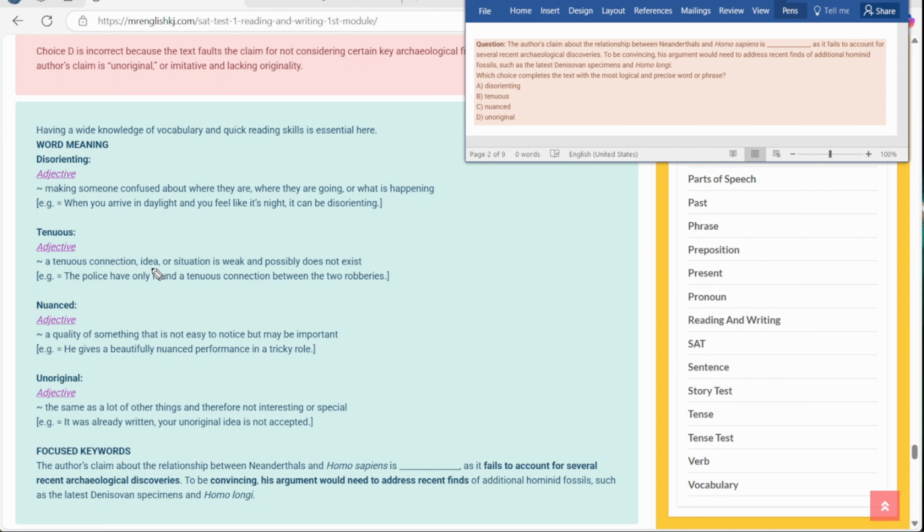Tenuous. A tenuous connection, idea, or situation is weak and possibly does not exist. Well, it makes sense, because that's why it fails: because it does not exist, it's weak. We are not talking about importance here. We are talking about something that does not exist.